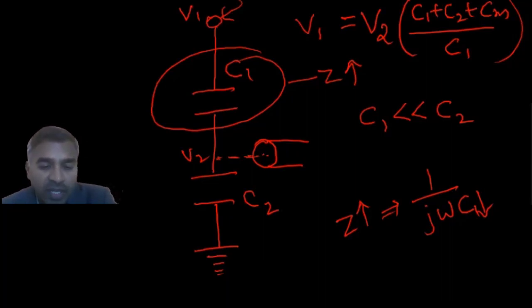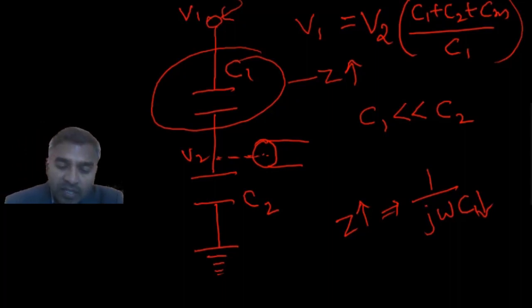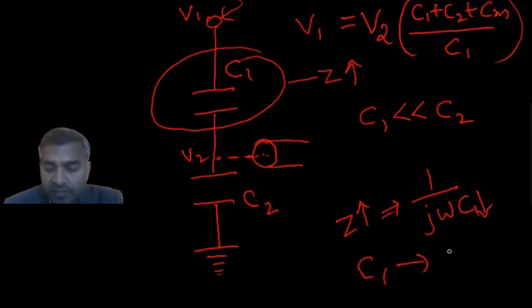Not only because of the high voltages that it has to withstand, but also its capacitance has to be very small. Right. Typically, C1 is in picofarads and C2 in nanofarads.